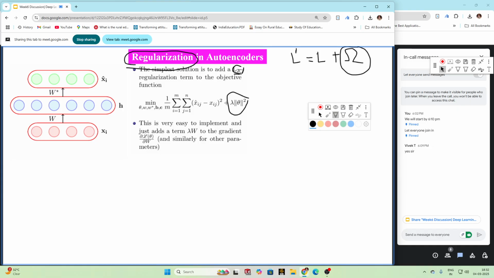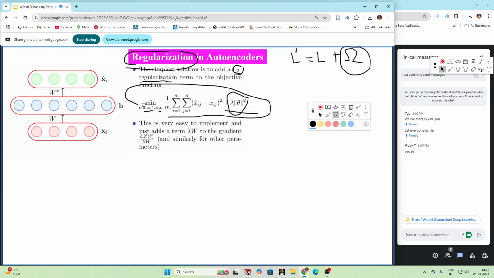The simplest regularization is known as L2 regularization. In L2 regularization, we have this theta. What is theta composed of? Theta is composed of all the parameters, that is W, W star, b and c. We combine these parameters in a term called theta, and we just add lambda theta square. So we are adding lambda into theta square to our loss function, where theta is combined of all the parameters. That is how we do L2 regularization.